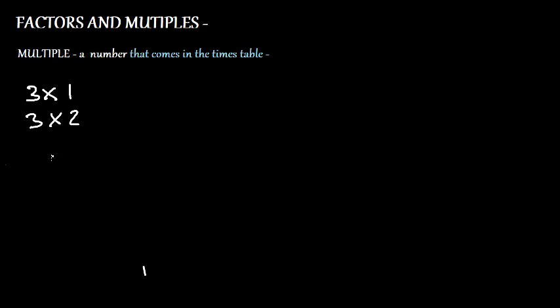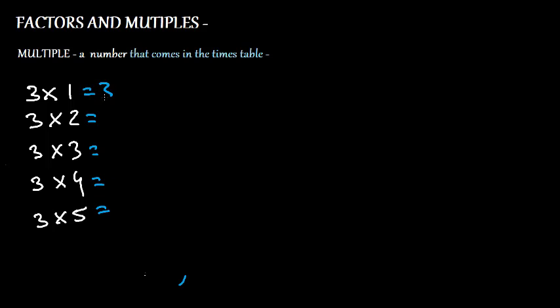Okay, so now that we know what factors are, let's talk about multiples. So what is a multiple? A multiple is a number that comes in the times table. So for example, if I listed out the times table of 3, we would do 3 times 1, 3 times 2, 3 times 3, 3 times 4, 3 times 5. All of these are the 3 times tables. And if I write the answers, it would be 3, 6, 9, 12, and 15.